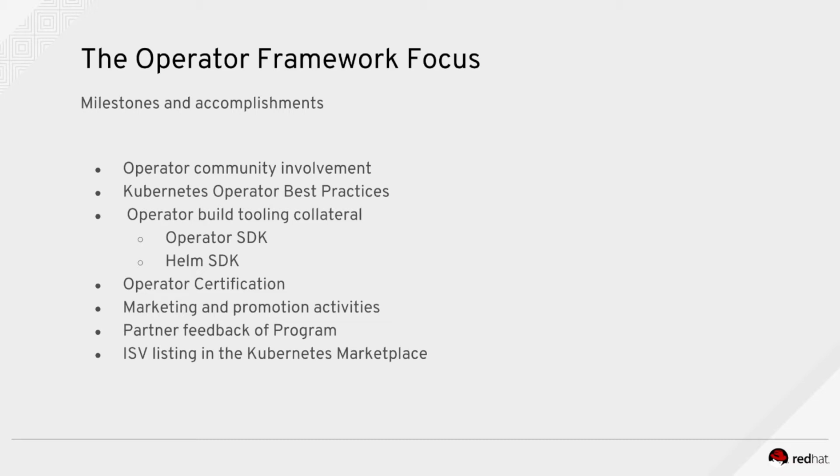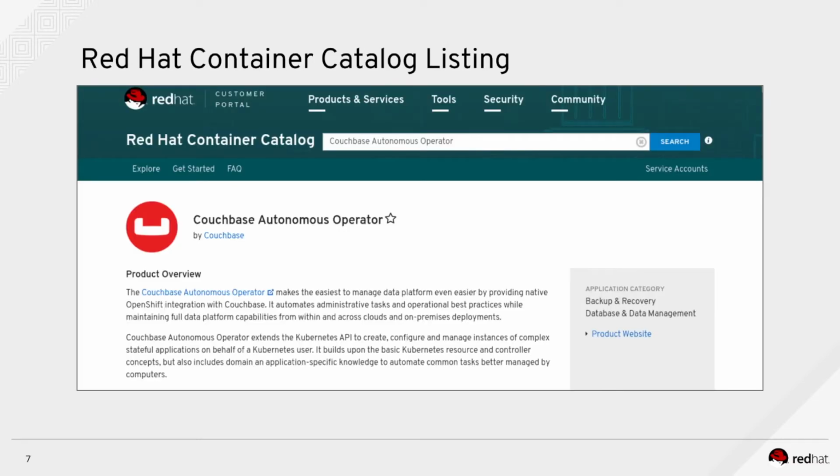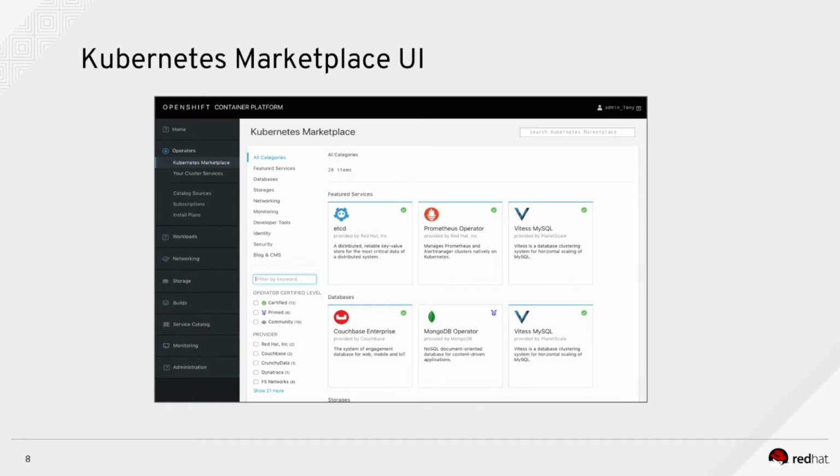This is a listing of the Couchbase operator in the Red Hat Container Catalog today. They've been one of the partners we've been working with on a dev preview operator prior to the kickoff of the EAP. The next slide is a listing of the Kubernetes Marketplace that the operators will be listed in. Only certified partners will be able to publish to the catalog and list in the marketplace.